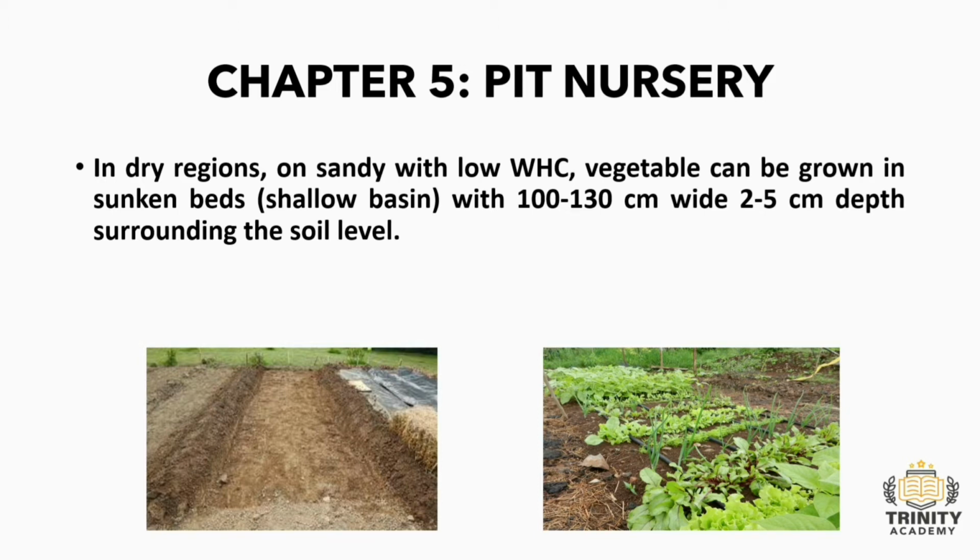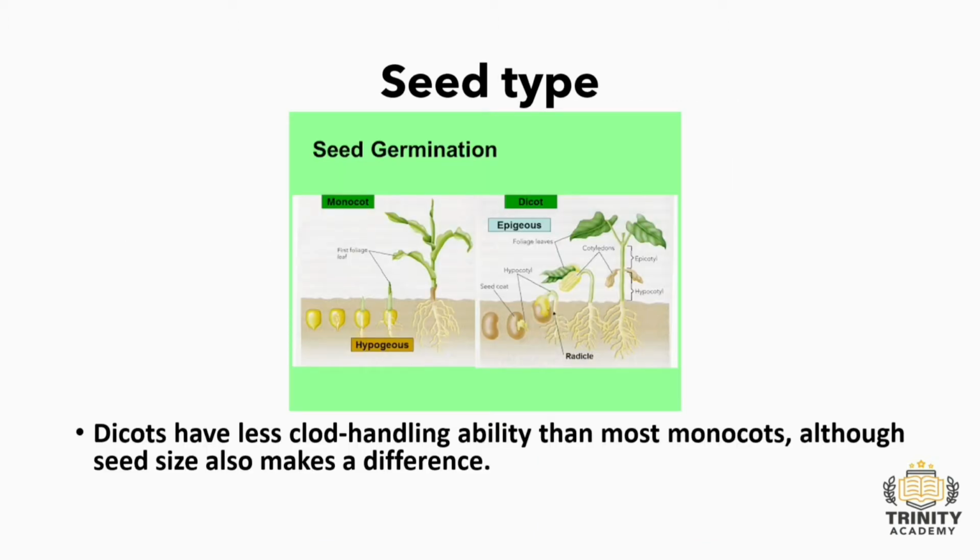You can suggest him to grow vegetables by preparing sunken beds, that is shallow basins 100 to 130 cm wide, 2 to 5 cm depth surrounding the soil level. Next we are going to see seed type.